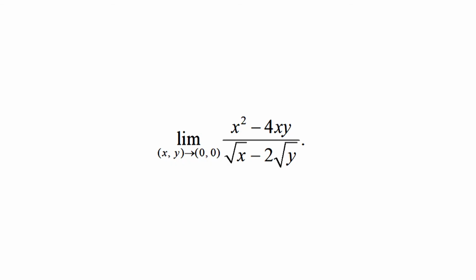Let us evaluate the limit as (x, y) approaches (0, 0) of x square minus 4 x y, all divided by root x minus 2 root y. Since the denominator root x minus 2 root y approaches 0 as (x, y) approaches (0, 0), we cannot use the quotient rule.